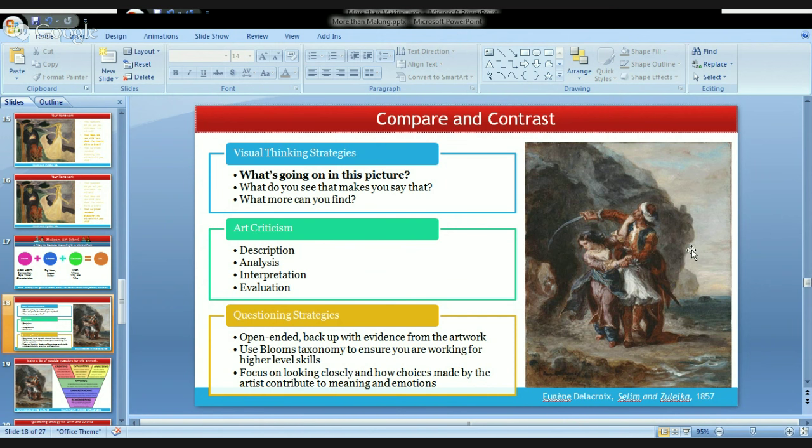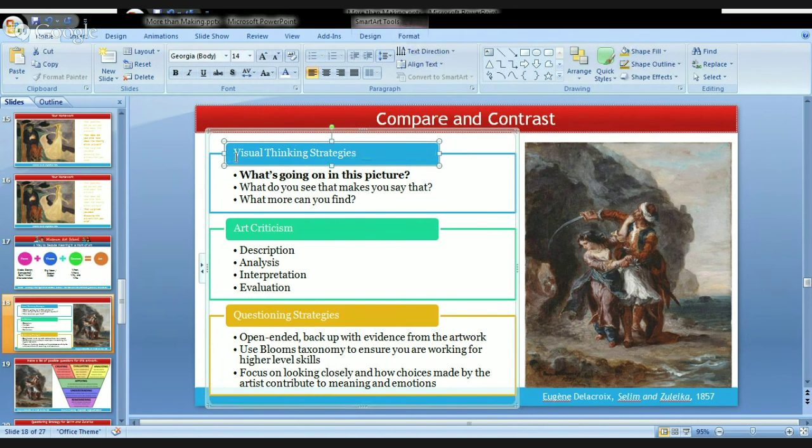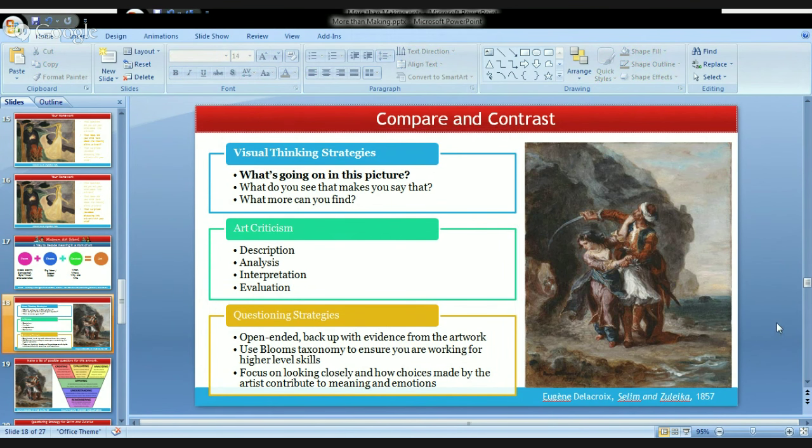Yes, the question, can you repeat the method? It is visual thinking strategies right here. I'm going to try to highlight it. It's shortened VTS. If you just Google VTS, you'll probably find a ton of stuff.